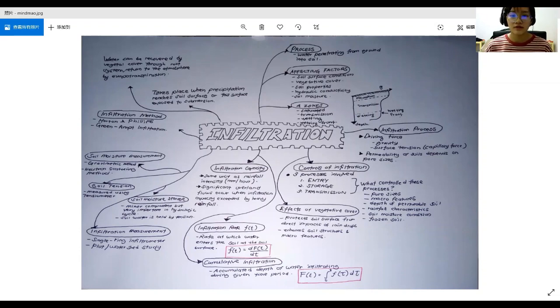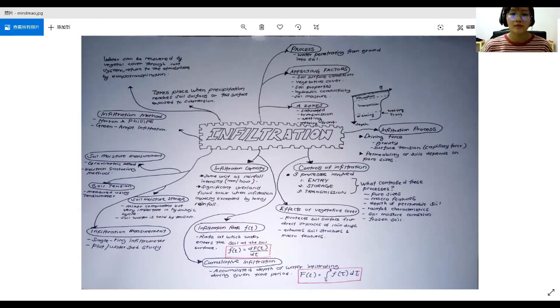For the single ring infiltrometer, there is a constant water level in the ring. It overestimates infiltration, and it is good for comparing the relative magnitudes of infiltration. As for the plot or watershed study, the amount of overland flow during a storm is measured and compared against the total precipitation. This method is used to estimate the spatially averaged infiltration capacity.